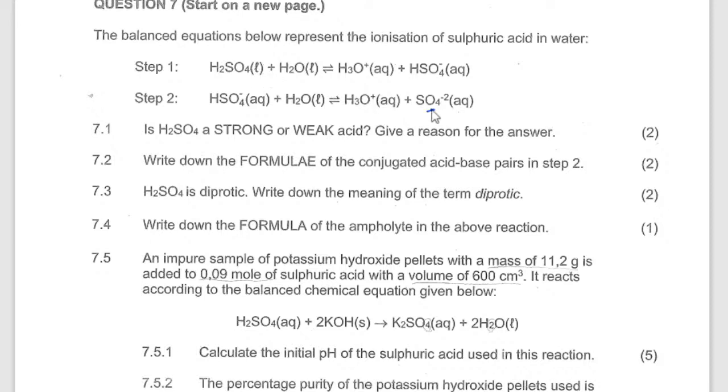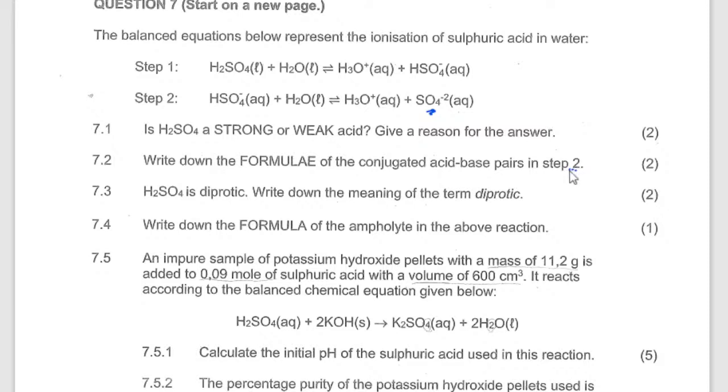Sulfuric acid is a strong acid. Why? Because it ionizes completely when dissolved in water. Yes, it ionizes completely in water. Then write down the formula of the conjugate acid-base pair in step 2.